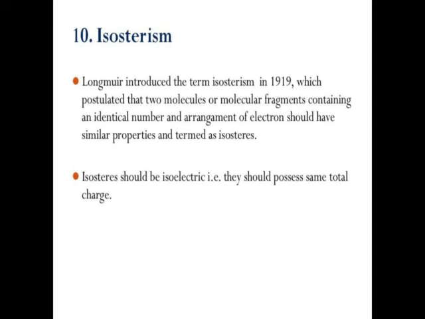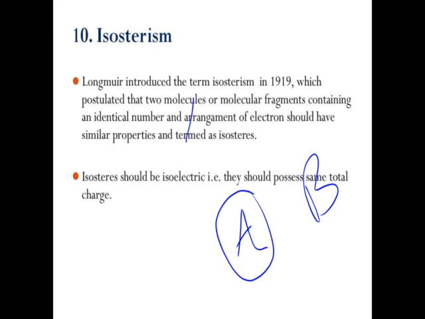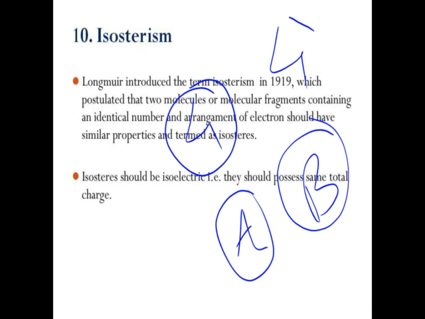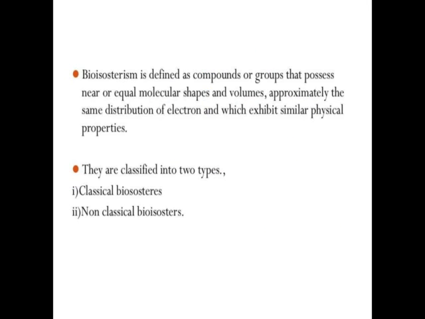And if these isosters have a similar kind of biological activity, suppose two groups A and B have 4 electrons in their valence shell, the same arrangement of electrons in the valence shell, and if they possess the same kind of activity, such isosters we call bioisosters. So what are bioisosters? These are the compounds or groups having equal molecular shape and volume, the same distribution of electrons, and the same kind of physical properties.